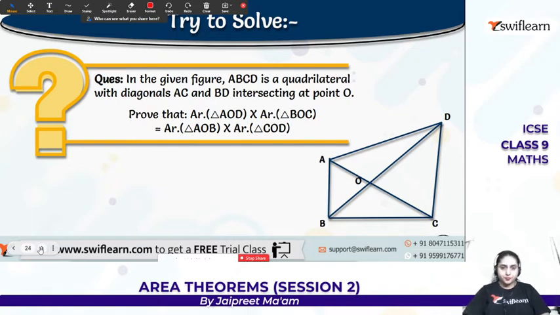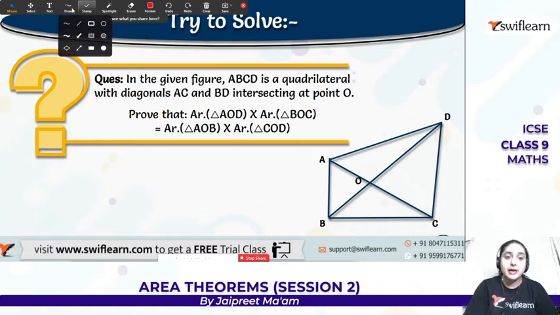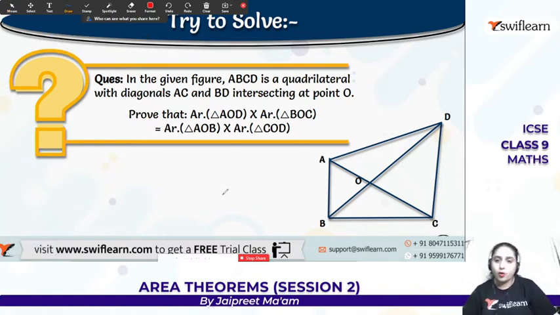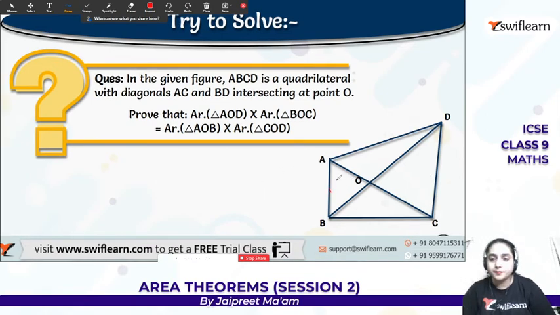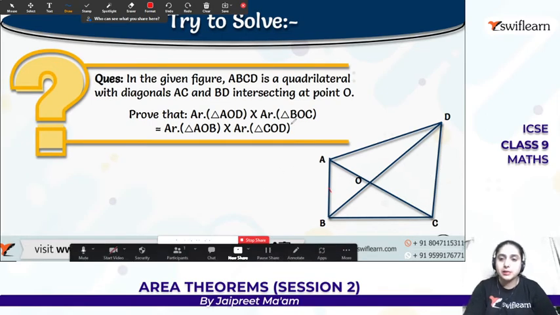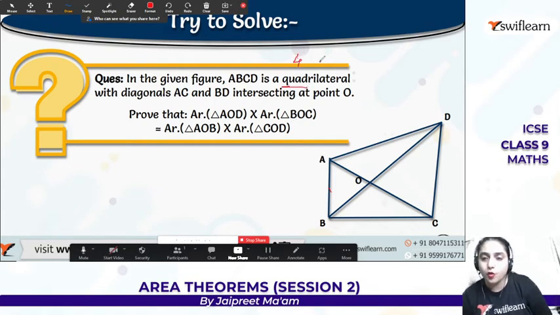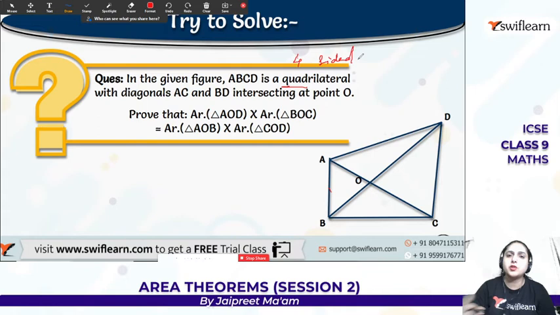Now try this. Try to solve. In the given figure, ABCD is a quadrilateral. So what is basically a quadrilateral? Yes, quad means four and lateral means sides, so a four-sided figure. It can be a parallelogram, it can be a trapezium, it can be a rectangle, it can be a square. With diagonals AC and BD intersecting at point O. So we have to prove the area of triangle AOD multiplied by the area of triangle BOC is equal to the area of AOB multiplied by COD. So let's see how we can proceed with this.